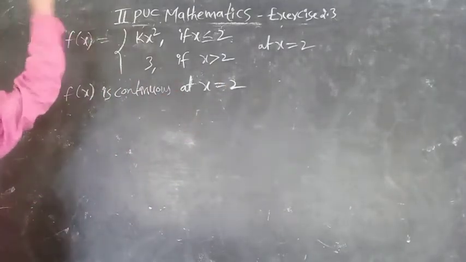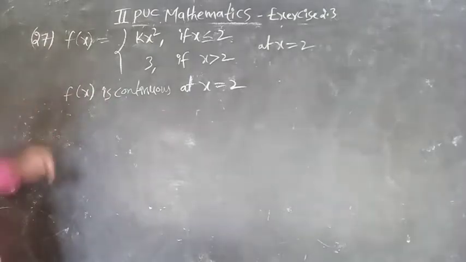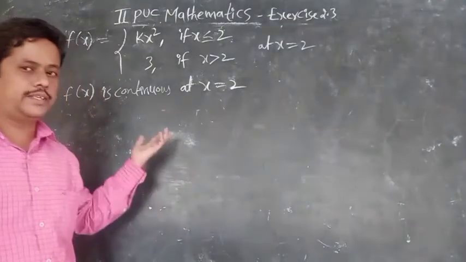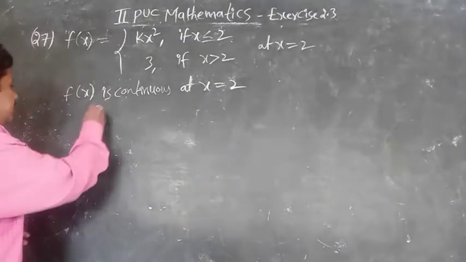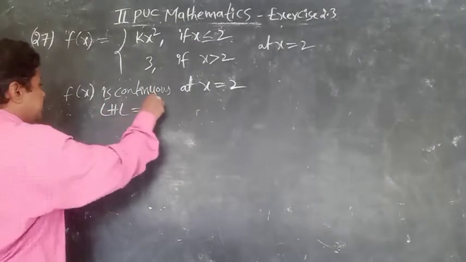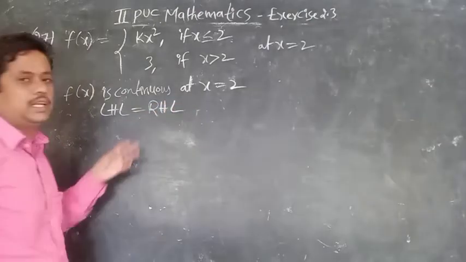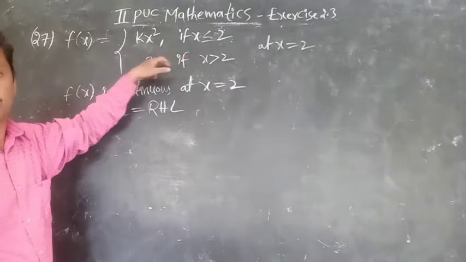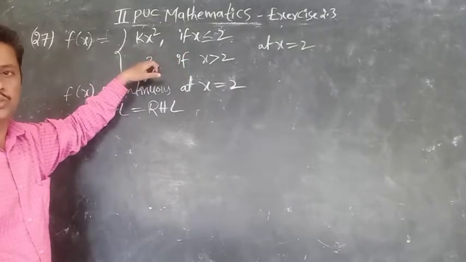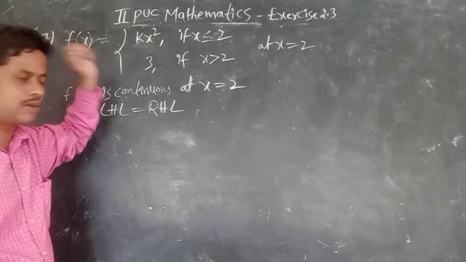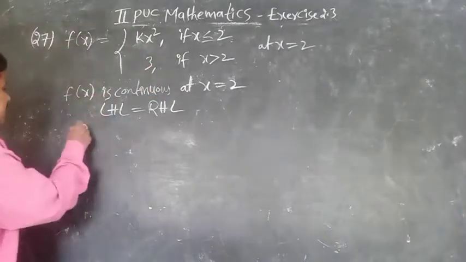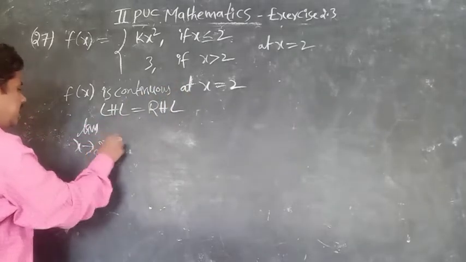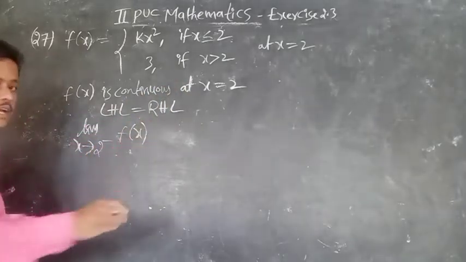Since f is continuous at x is equal to 2, that is what we write first. Otherwise we can write LHL and RHL. So therefore LHL is equal to RHL. Can we write it? LHL is equal to RHL. Why? Because 2 is there, so that's why we are using this one. If equal to and not equal to is there, we have to use the first formula. LHL, what is LHL? Tell me. Limit x tends to 2 minus f of x.